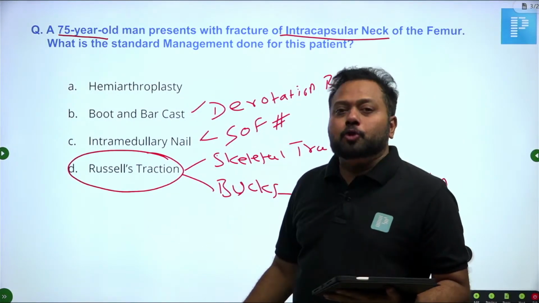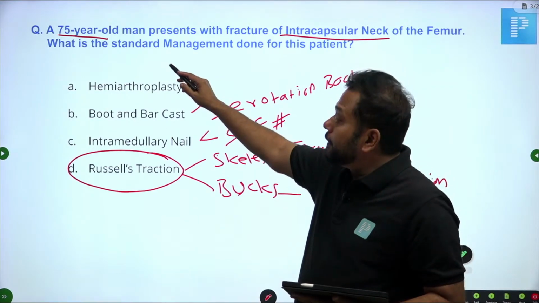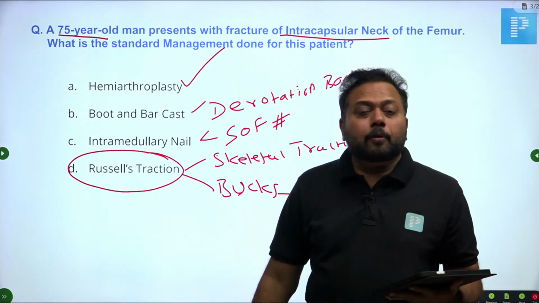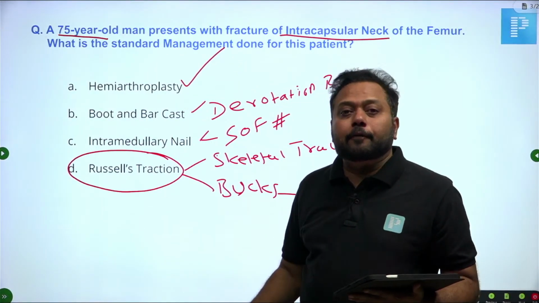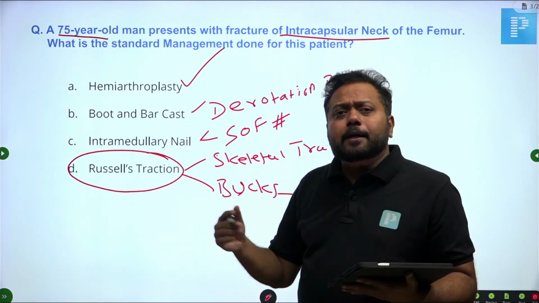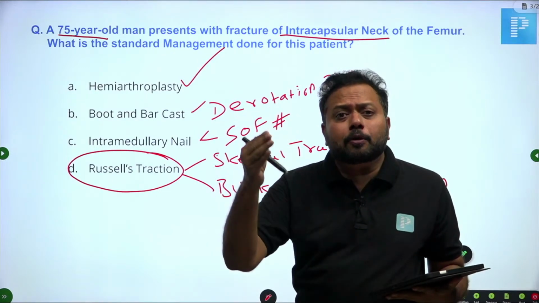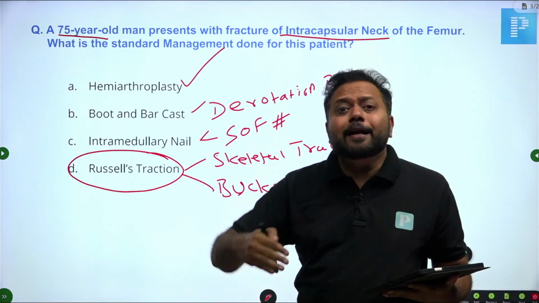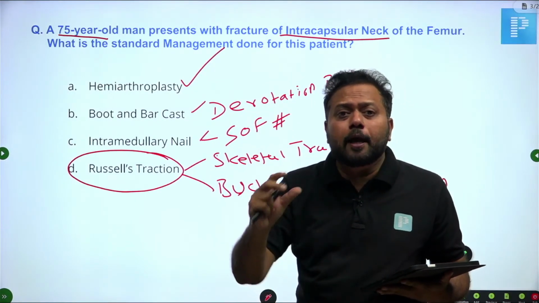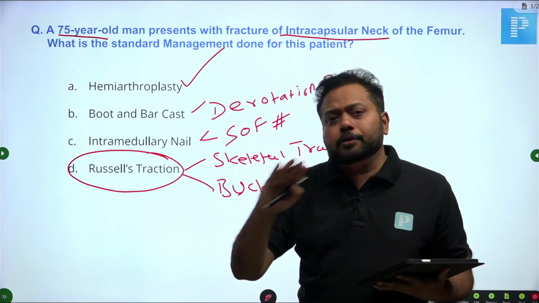So the treatment of choice for intracapsular neck of femur fracture in a 75-year-old man is 100% hemiarthroplasty. That is the treatment of choice. Hemiarthroplasty is of 2 types, unipolar and bipolar. Unipolar, the example is Thompson's prosthesis and Austin Moore's prosthesis. Nowadays that is outdated because the whole head, neck, stem, everything is one unit, and when the patient starts walking, it is going to cause degeneration of the acetabulum. So that is not used nowadays.